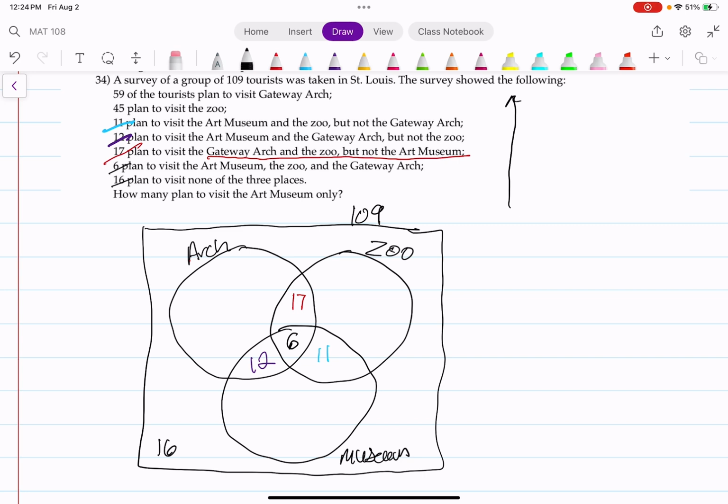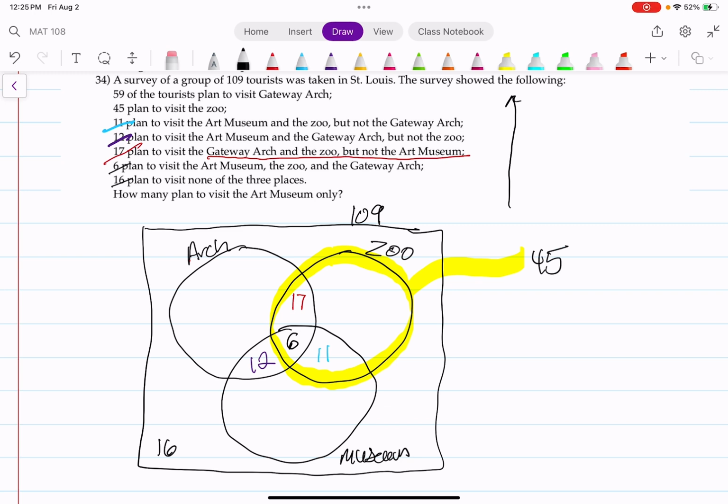45 plan to visit the zoo. So we put 45 here. I was kidding. We don't put 45 there. Because it says 45 plan to visit the zoo. It didn't say only the zoo. So try not to confuse only the zoo and the zoo. The zoo is everything. It is the entire circle. So we're going to highlight the zoo circle, and that set must equal 45 members.